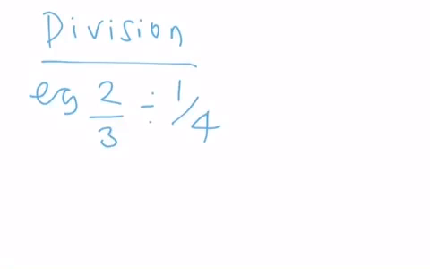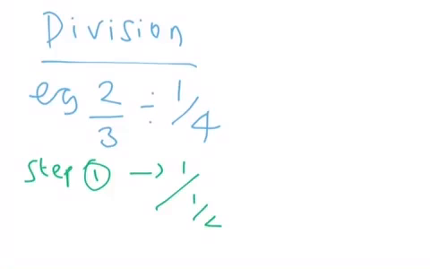Well, we'll do this in steps. So, step 1. You flip over the second fraction, or a more mathematical term is you take the reciprocal of the second fraction. Now reciprocal means you do 1 over. So 1 over 1/4, which is the same thing as 4/1, which is 4.